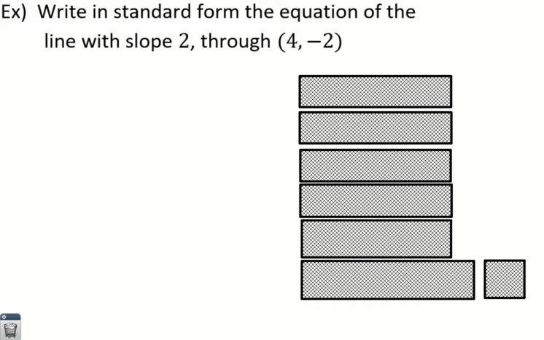And we got some examples here. Okay. Oh, write in standard form the equation of the line with that slope and contains that point. So they're giving us a slope and a point. But they want it in standard form.